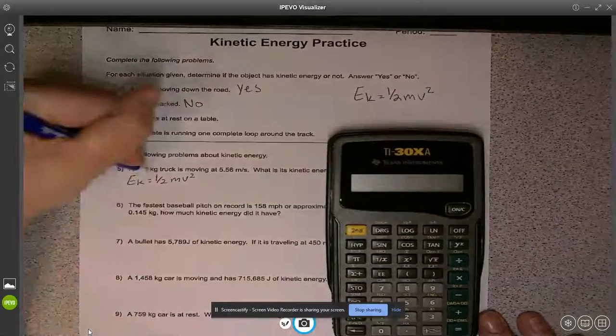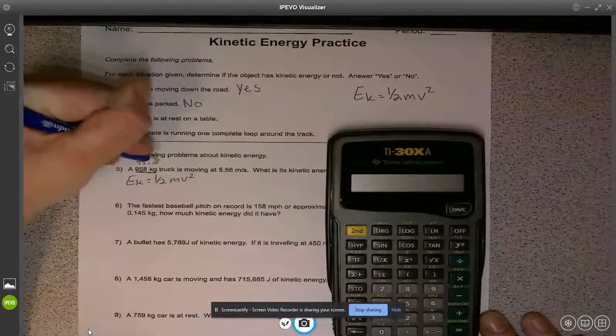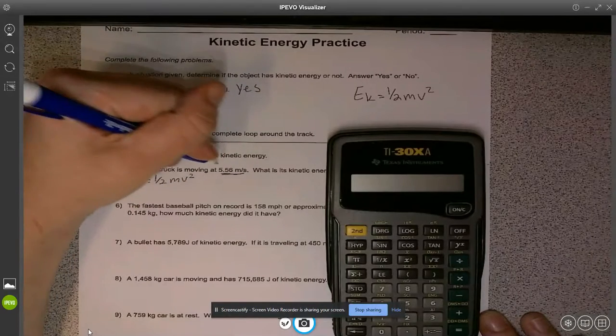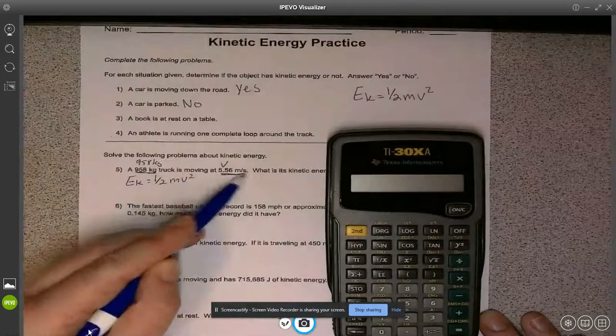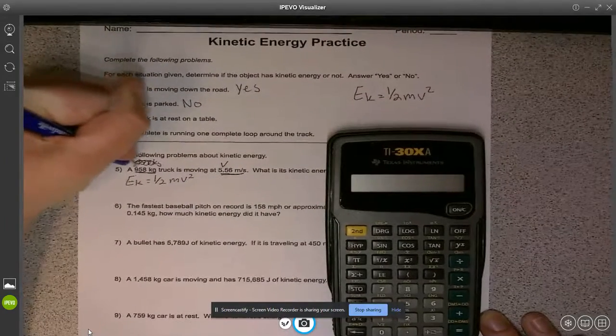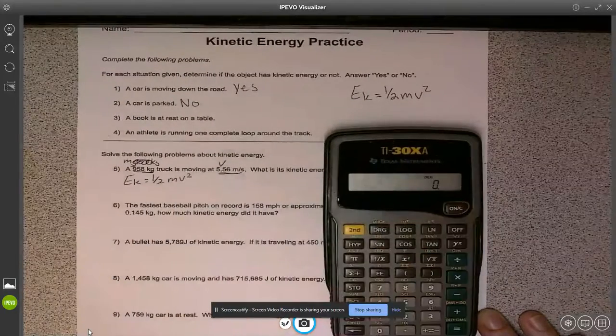So my mass is 958 kilograms. My velocity, not volume, velocity, is 5.56 meters for every second. So actually, let me keep this consistent. This is my mass. This is my velocity. Turn on my calculator.